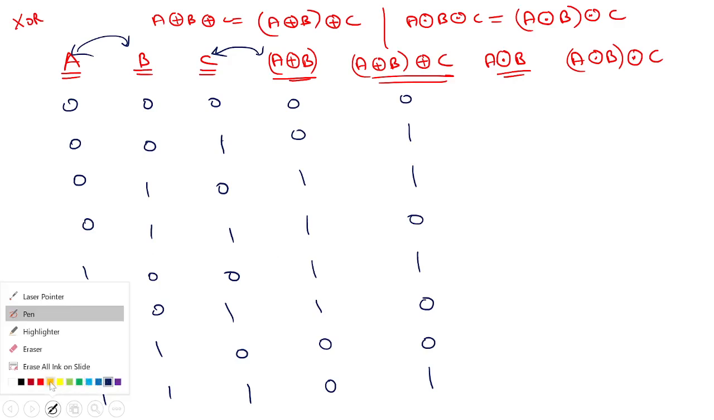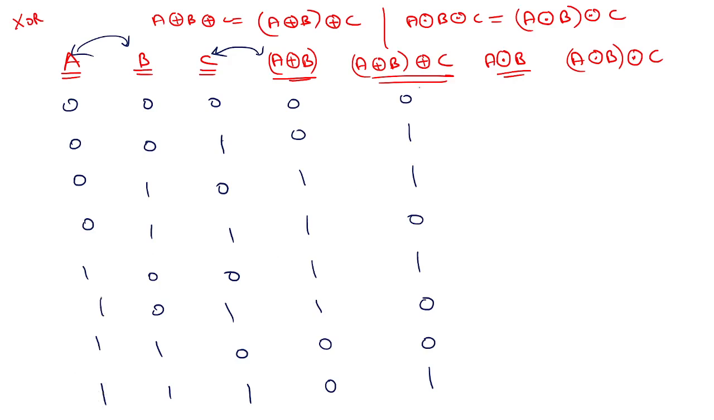Now let's look at this. For XNOR it is the opposite, right? If both are the same, then output will be 1. Now let me do AB. Same means 1. Same means 1. Different means 0. Different means 0. Different means 0. Different means 0. Same means 1. Same means 1.